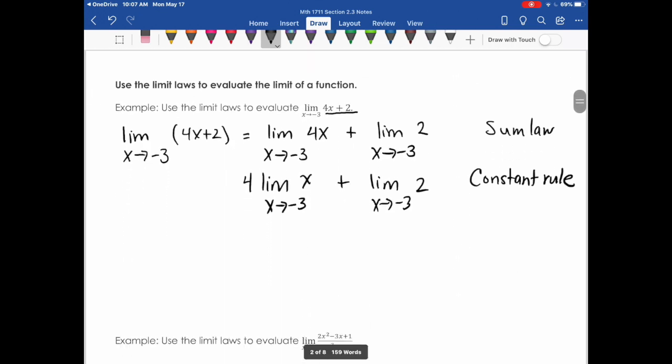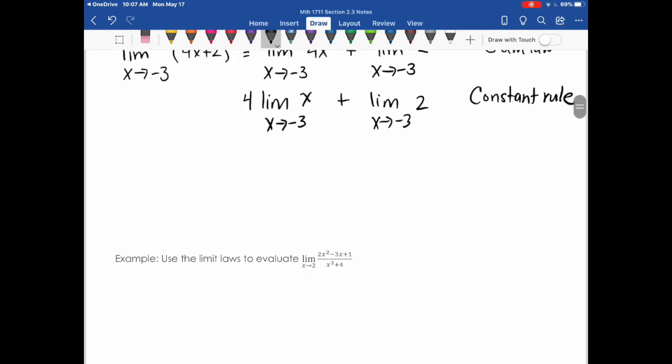So, if we scroll back down here, I can write that 4 times the limit of x approaches negative 3 of x, I can write that as 4 times negative 3 plus the limit as x approaches negative 3 of 2, that's just my constant rule. I can just write that as 2, and I get negative 10.